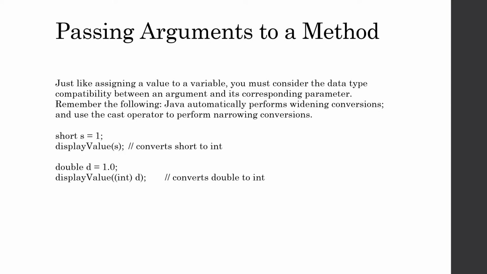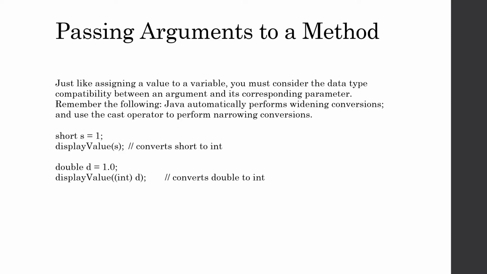Just like assigning a value to a variable, you must consider the data type compatibility between an argument and its corresponding parameter. In the examples that I gave you, I made sure that the value that I was passing in, the argument, was compatible with the data type of the parameter. The two values we used, 5 and 10, were both int literals.